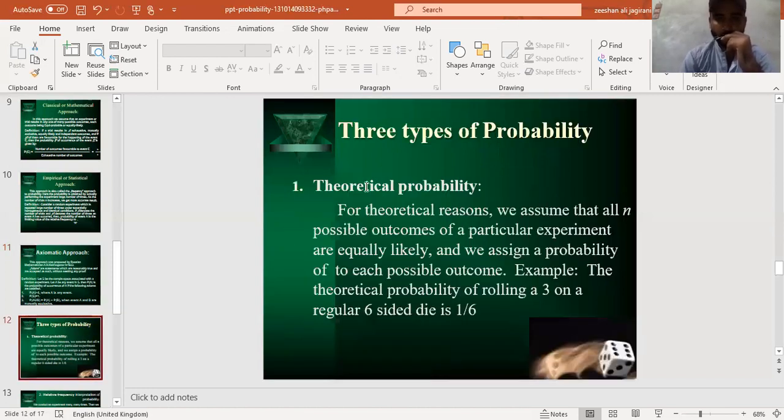The types of probability. Number one, theoretical probability. In theoretical probability, we assume that all n possible outcomes of a particular experiment are equally likely, and we assign a probability to each possible outcome. Example: the theoretical probability of rolling a 3 on a regular 6-sided die is 1 upon 6.